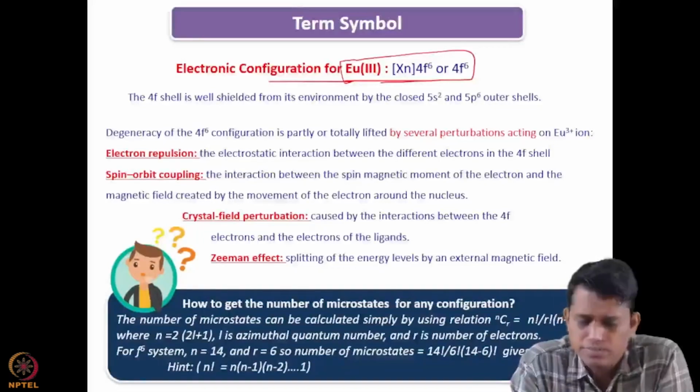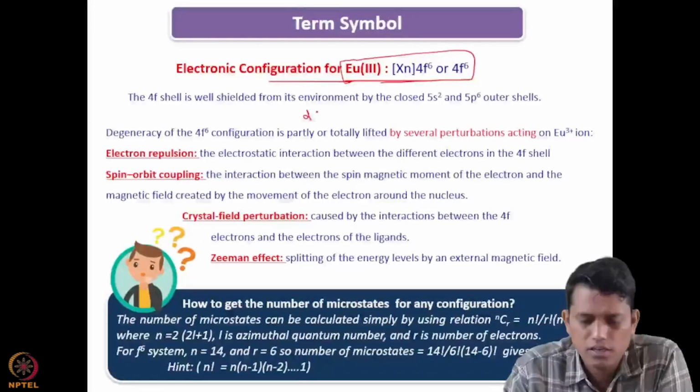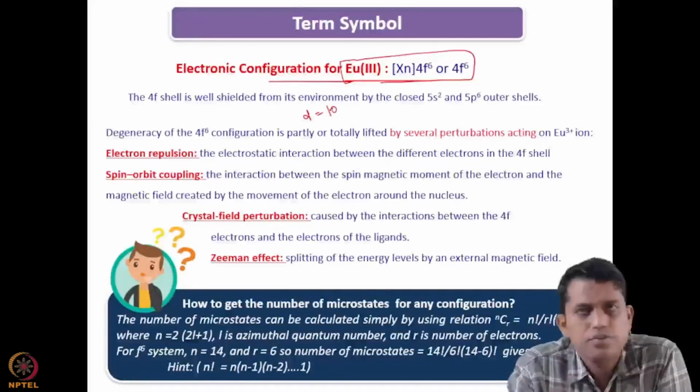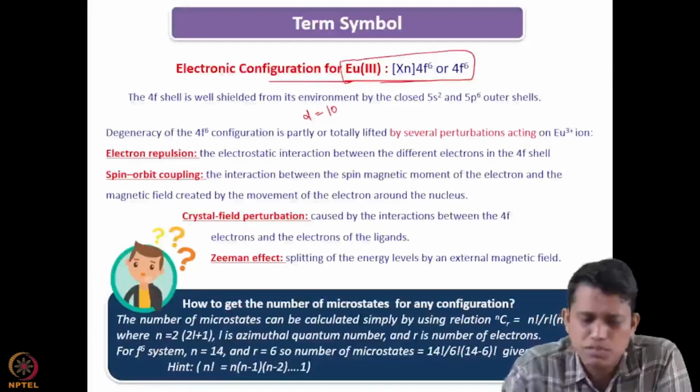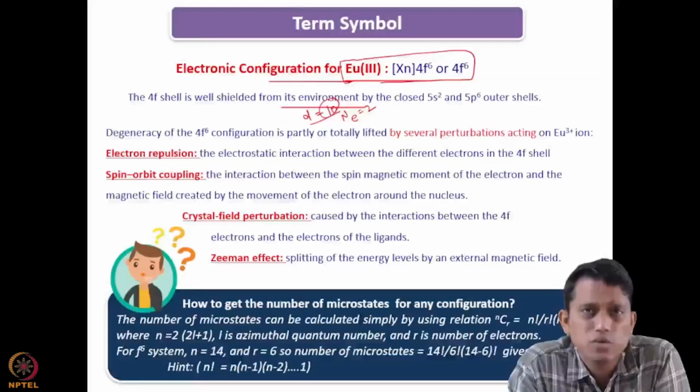For example, let us say you have a d orbital which has 10 possibilities, and you have 2 electrons. So the number of electrons is 2. Why am I saying 10 possibilities? Because each orbital can have at the max 2 electrons. So we have 10 possibilities.